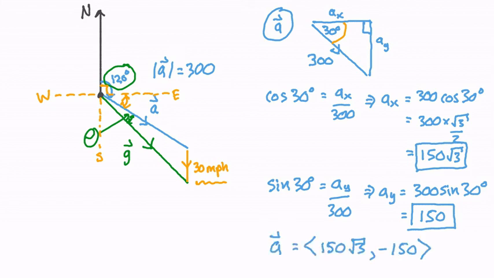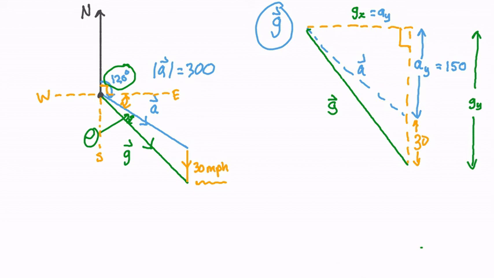Now the one thing that we do have to watch out for is that, remember, the positive y direction would be going in a more northerly direction, but because we're heading towards the south, we've got a negative y component. So that 150 miles per hour is in the southerly direction. So on our scale, the A vector is going to be 150 root 3, negative 150.